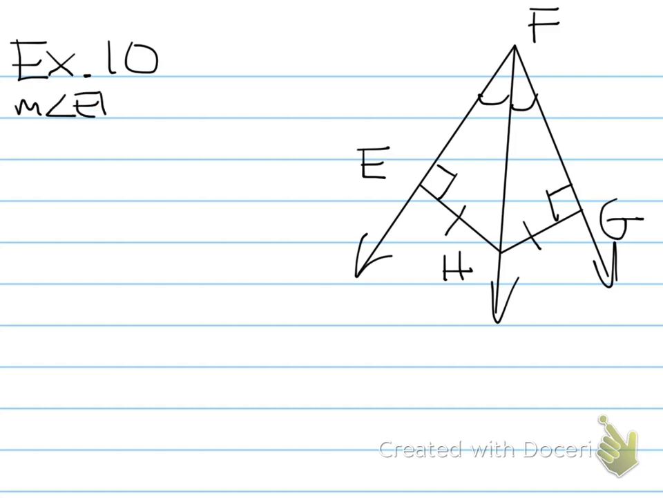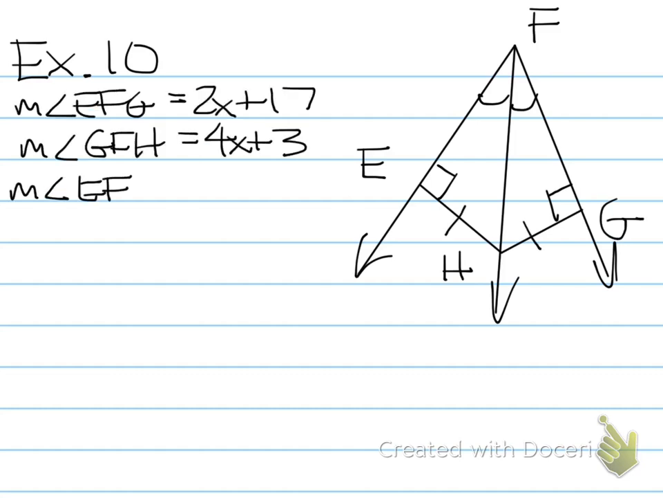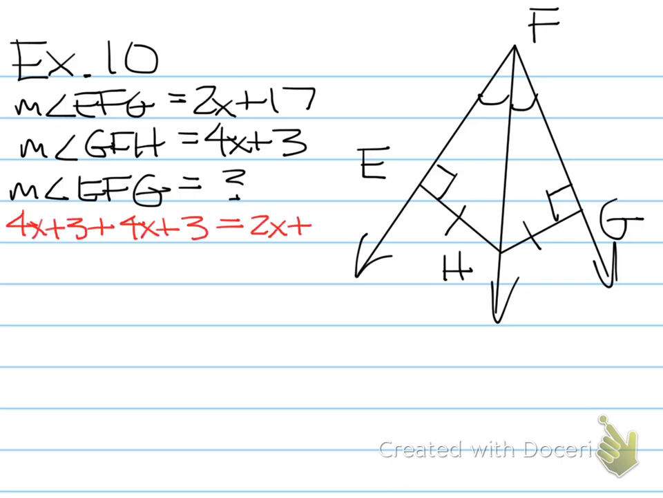And in this example, FH is the angle bisector. So EFH and GFH are congruent, so they're both equal to 4x plus 3. Add 4x plus 3 to 4x plus 3. Set that equal to the measure of angle EFG, which is 2x plus 17. 4x and 4x is 8x. 3 and 3 is 6.